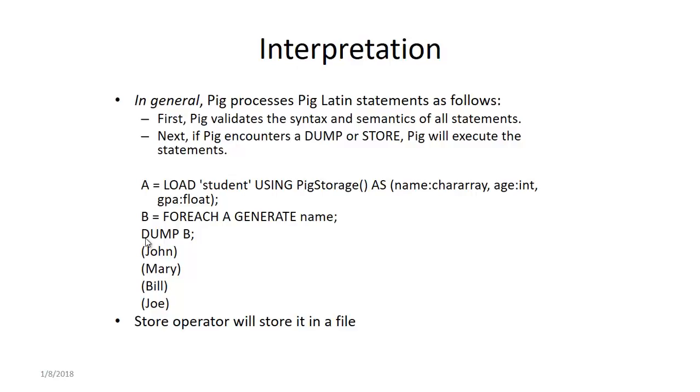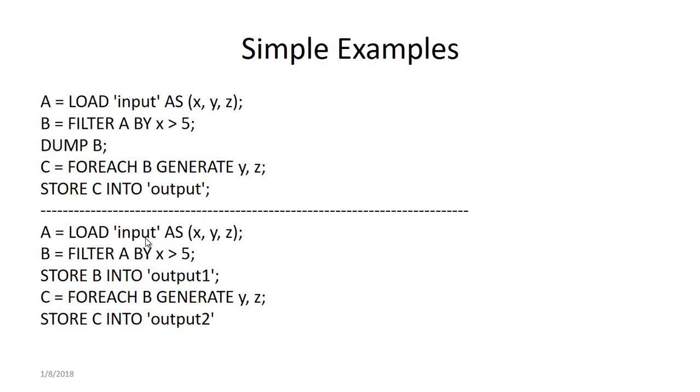So here we fire the dump command. If we want to store the data into the HDFS as an output, we can store it with the help of the store command. So how can we write the store command? Store, then the relation we want to store. So here we want to store B. So store B into, and then we can provide the path in the HDFS. It will store the output of the B relation at that location.